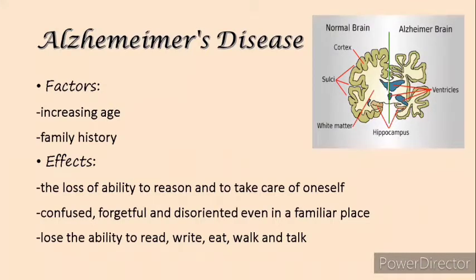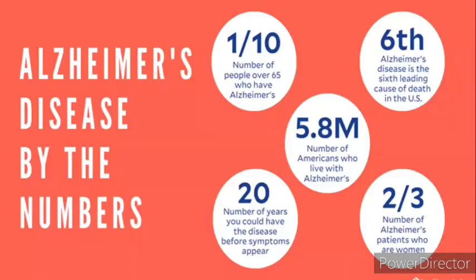And the effect of Alzheimer's disease is the loss of ability to reason and to take care of oneself. The patient is usually confused, forgetful, and disoriented even in a familiar place. If the deterioration of the brain continues, the patient will lose all ability to read, write, eat, walk, and talk. And here is the data of Alzheimer's disease.